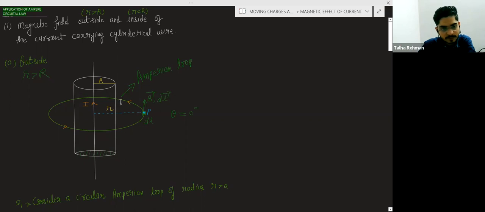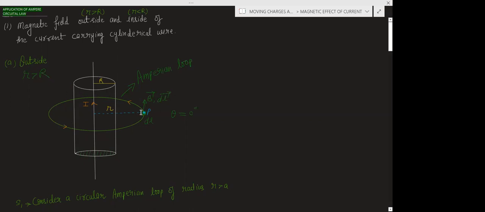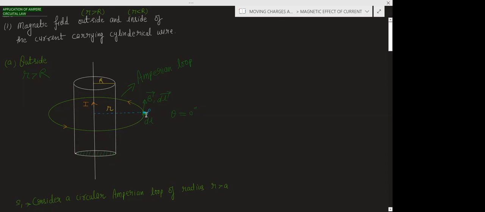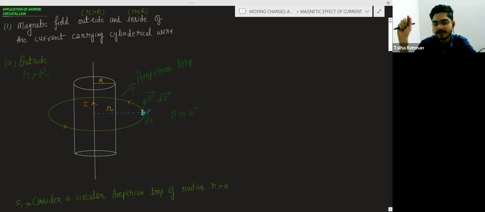See here, this is the circular loop you are taking. Why are you taking this loop? The radius of this loop, small r, is greater than the capital R, because you want to calculate the magnetic field outside this wire. If you want to calculate the magnetic field inside, then you will take a smaller circular loop here. So all the things will remain the same.